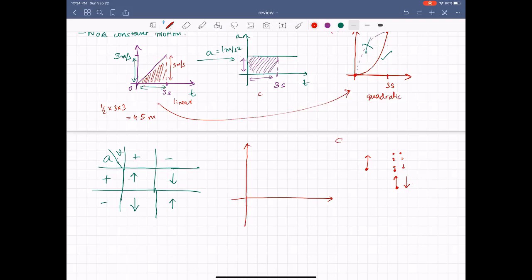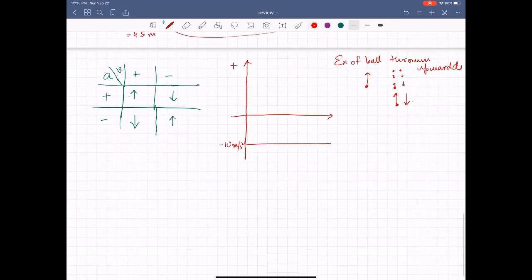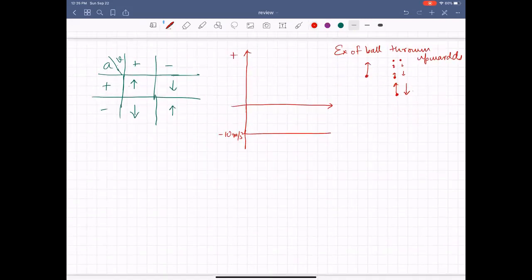So let's say an example of a ball thrown upwards. I know the acceleration is always just minus 9.8 meters per second squared, or roughly minus 10 meters per second squared. By the way, in the exams, if you use minus 10 or minus 9.8, it doesn't matter. Either way is fine for me.